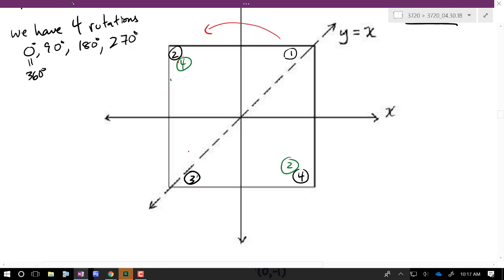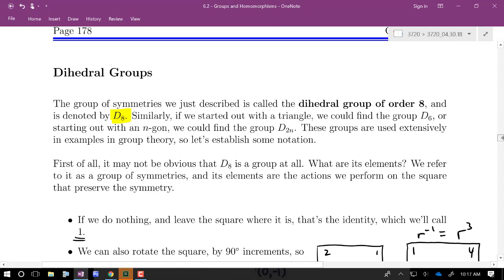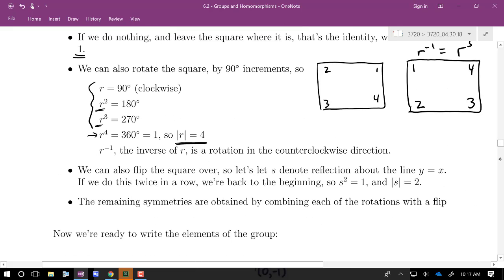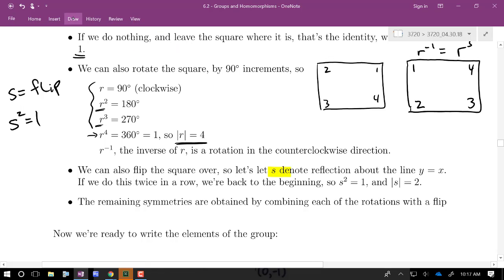In that sense, we could observe that a flip is an element of order 2. So we're going to denote the flip as the element S. I guess I didn't really list that here. So S will be our flip. And S squared is 1. Right, if I want to undo the flip, I just flip again. Oh yeah, there we go. I did write it down.